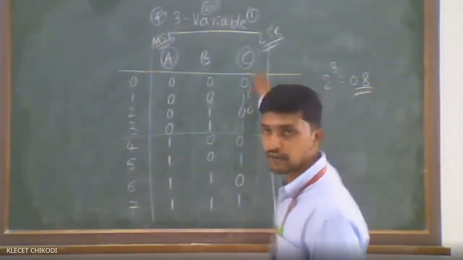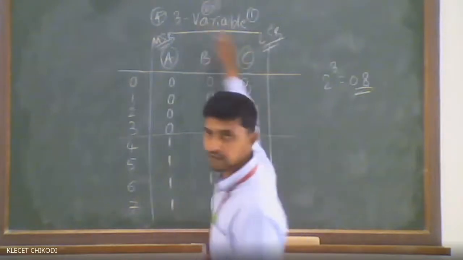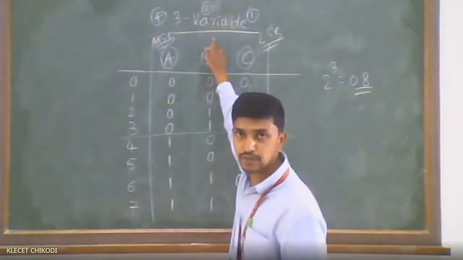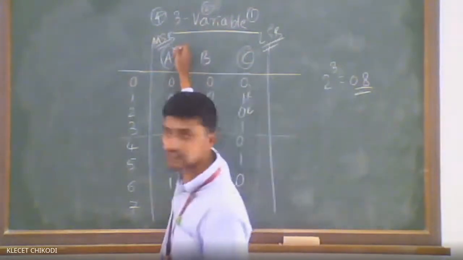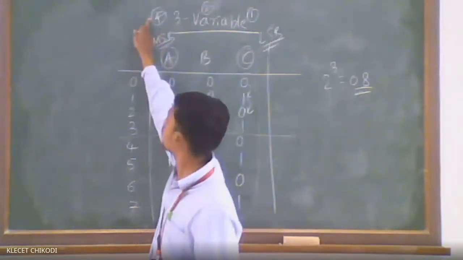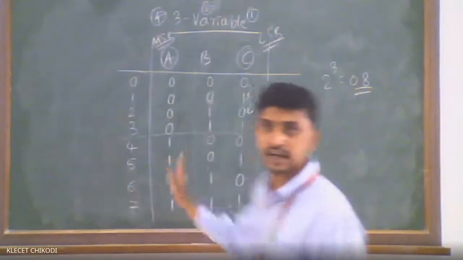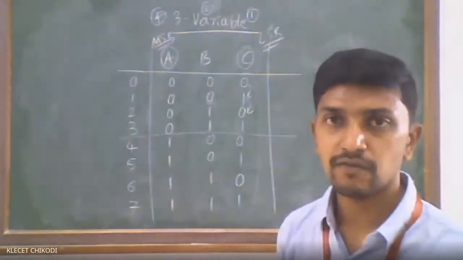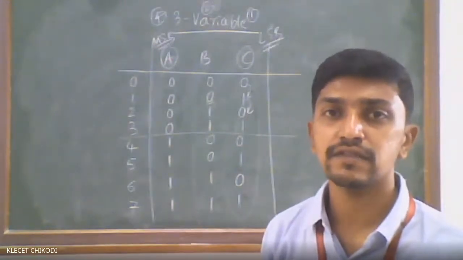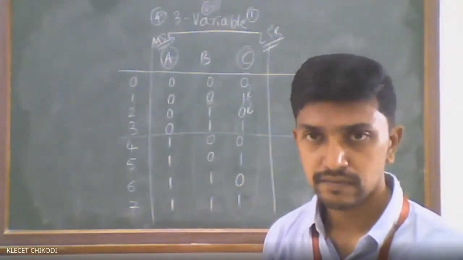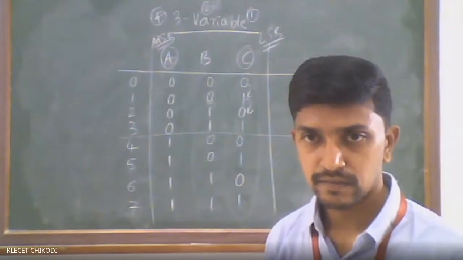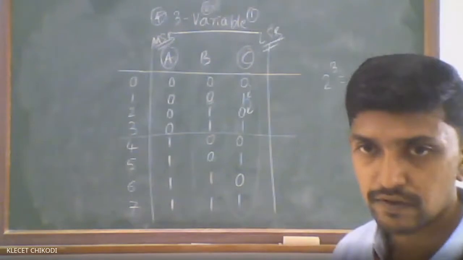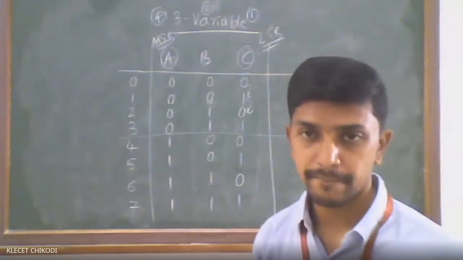C will be changing for a single bit. For each single bit, the C value changes here. For each 2 bits, the B value changes. Similarly, for each 4 bits, the A value changes. So is that clear? If you have any doubt here for writing a truth table for 3 variables, ask me now only.